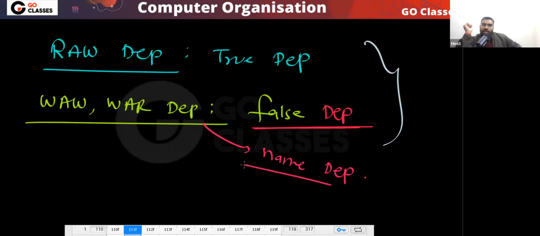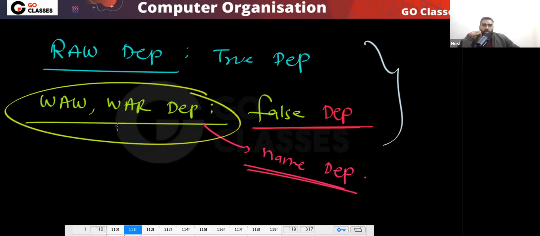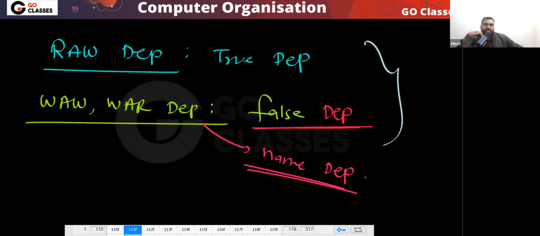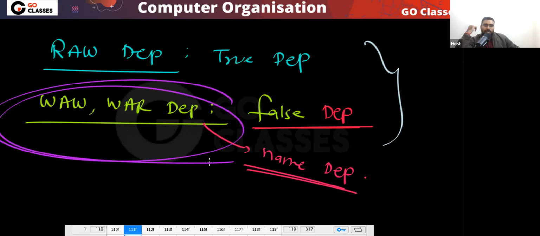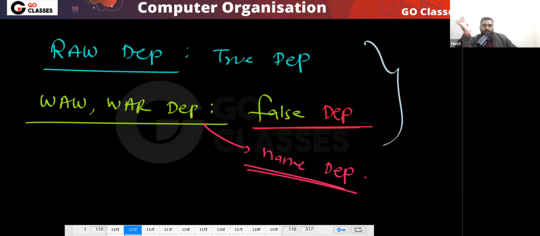Okay, why are these called name dependencies? I will tell you: just change the name and these dependencies are gone. These dependencies are called name dependencies because if you rename, then these dependencies will be gone. Is this clear? So that is the point.